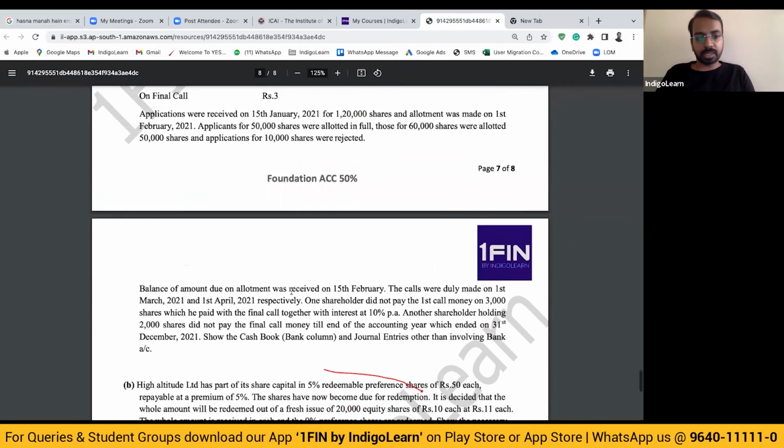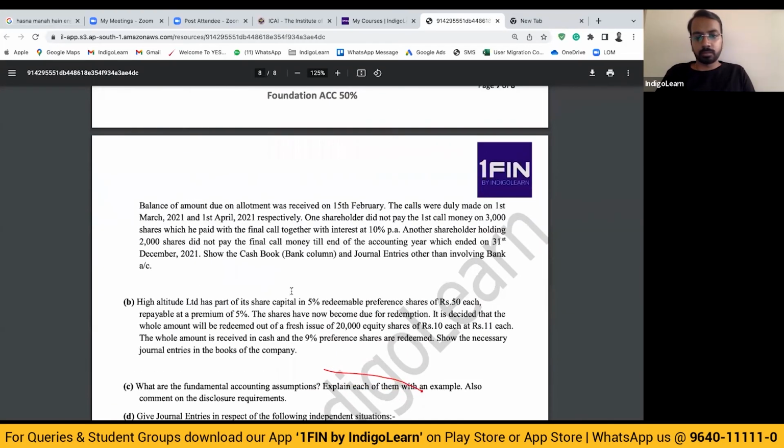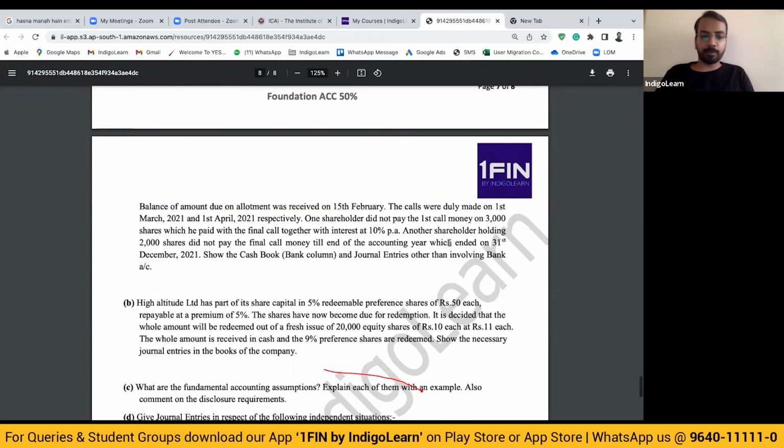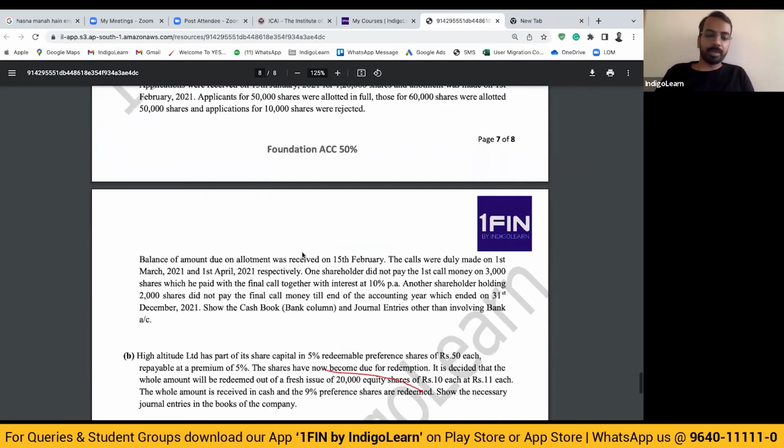Okay, I think there is a mistake in this question. No, till the end of accounting year, that is 31st of March, that is fine. Okay. This is January to December calendar, no problem.